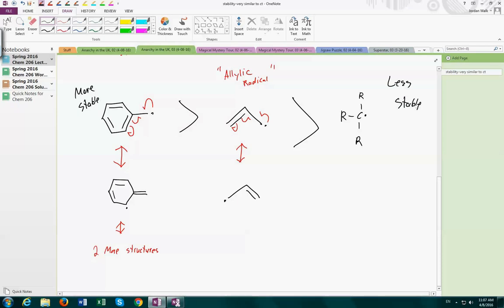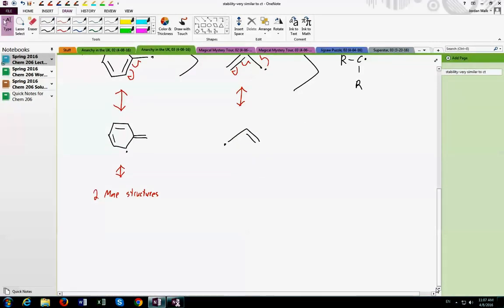Why is the one with benzene more stable than the allylic radical? Yeah, there's more resonance, right? We can spread that radical out over onto more carbons. And so just like with a positive charge, if we can spread it out more, it's more stable. Same thing with radicals. And so really it's just the same idea here.